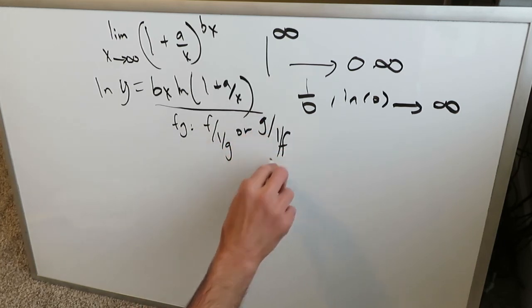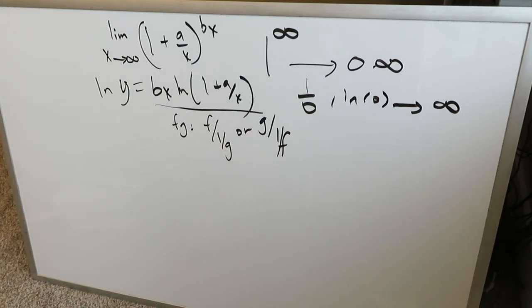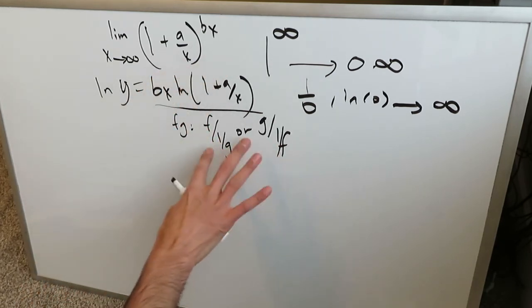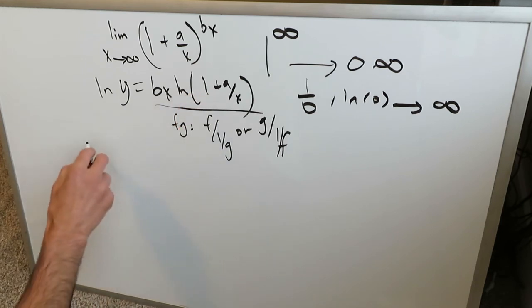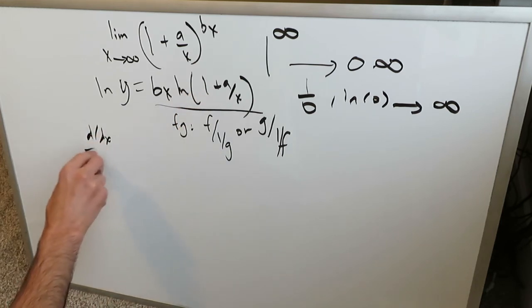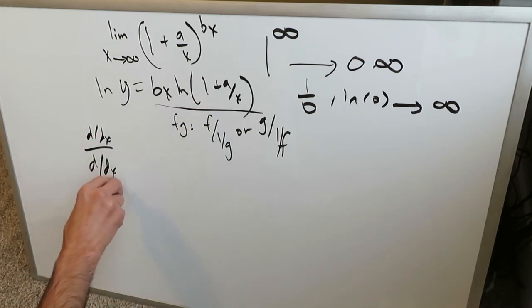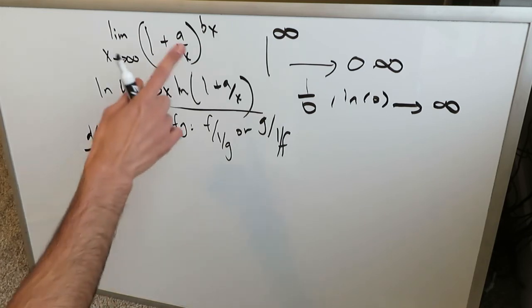As my introduction showed you, you have to use one of these forms. Here's my f, here's my g. You have to decide which one. I'll keep the natural log in the top. You can do the derivative, because once you're looking at it in terms of a quotient, you're thinking about the L'Hopital's rule and you're doing the derivatives.